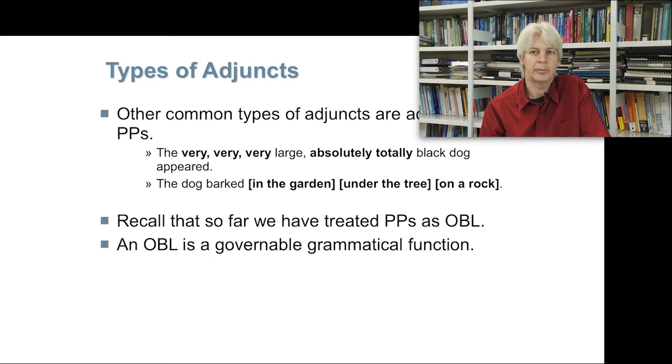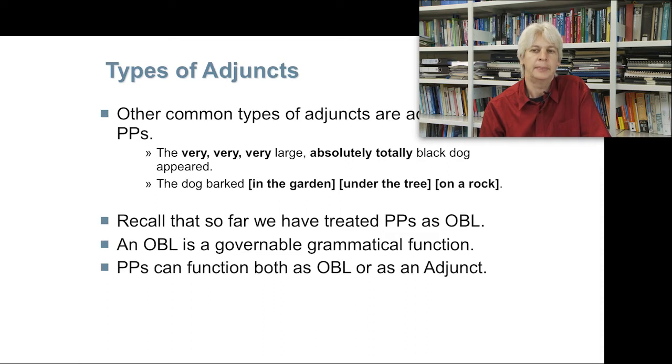Obliques are governable grammatical functions, as opposed to adjuncts, which are not governable. So you can only have one type of oblique, but you can have many different types of adjunct PPs. This is going to be a bit tricky to explain, but this is how prepositional phrases work. They are multifunctional. The one you see here, "the dog barked in the garden," is an adjunct prepositional phrase.